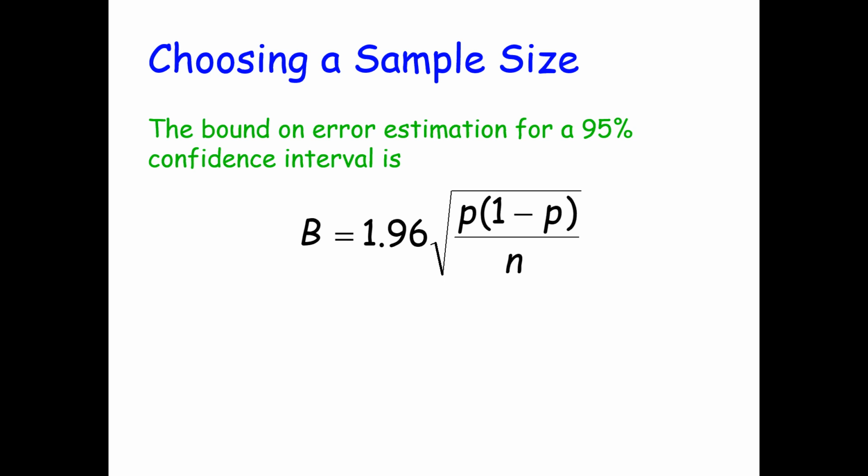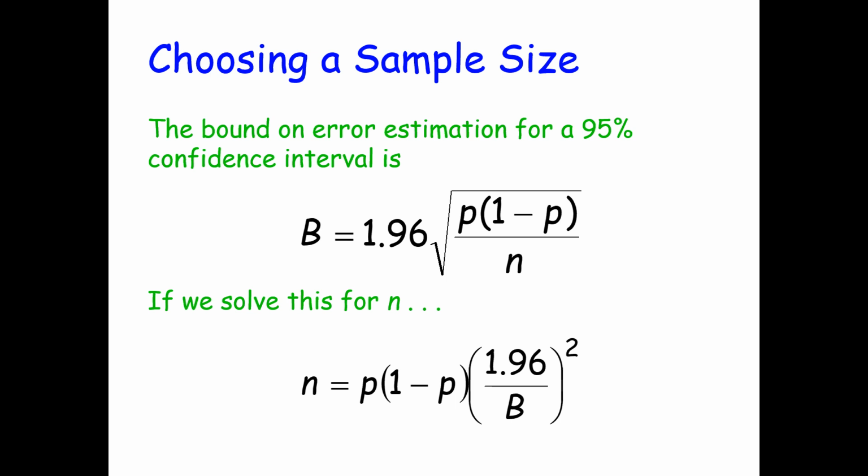Now, if we solve this for N, to do a little algebra here, we get N equals P times the quantity 1 minus P times 1.96 divided by B, quantity squared.